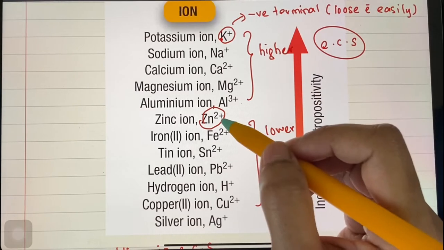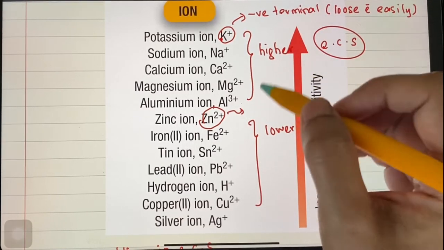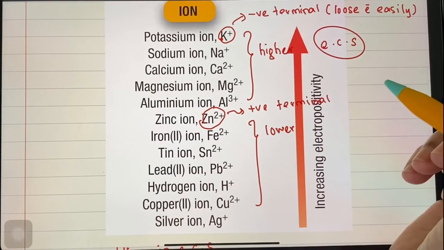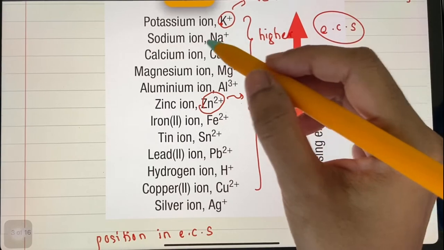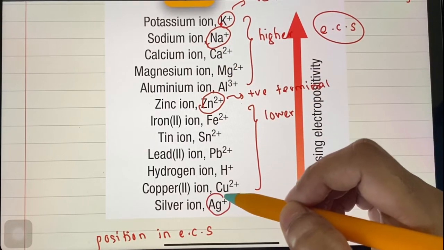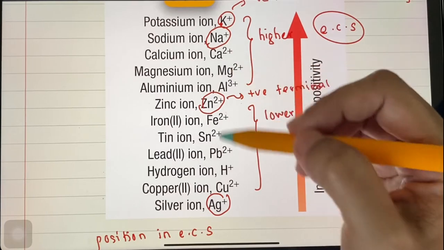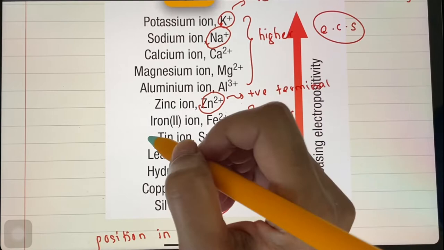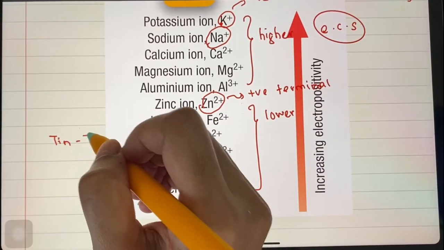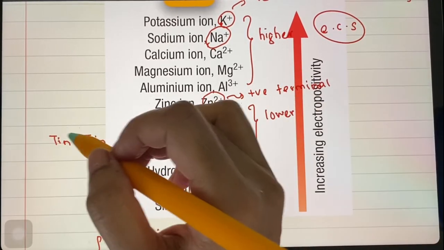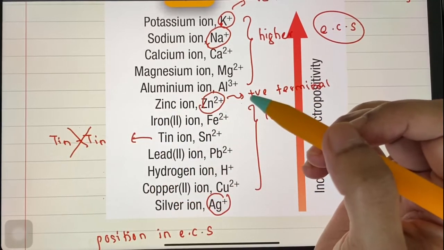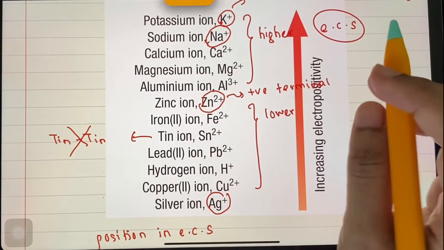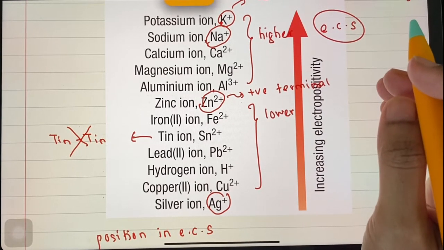Okay, and then zinc, since it is at a lower position, it will become the positive terminal. Okay, so can we choose sodium and silver? Definitely can, because they are different metals and different positions. But can I use tin and tin? No, we cannot use tin and tin because they are the same metal. If there are the same metals, there is no tendency of losing electrons, so they will not produce an electric current.